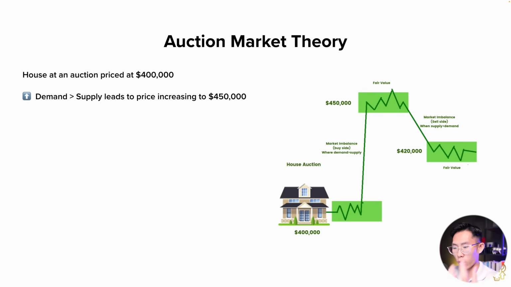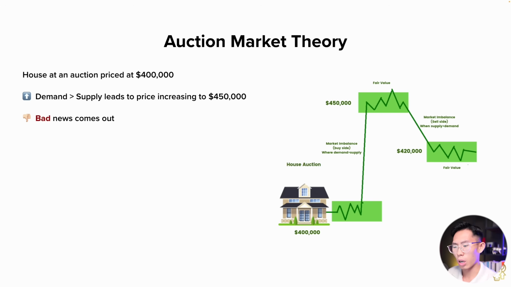Right, this creates demand for the house, and since there's only one house and there are so many people bidding for the house, demand exceeds supply. When demand exceeds supply, this drives the price of the house up to $450,000. Now, this is the new price that the market deems is fair, meaning this is the fair value of the house.